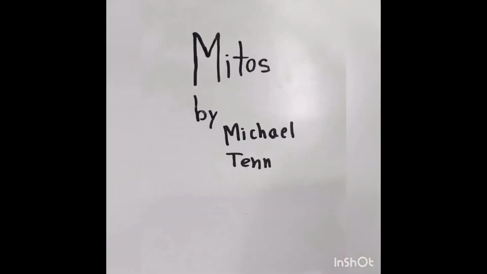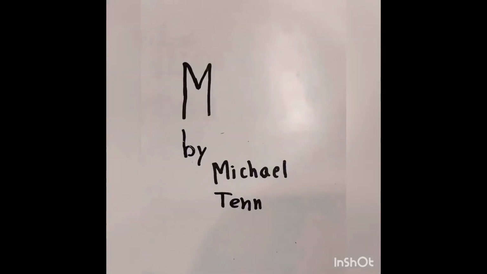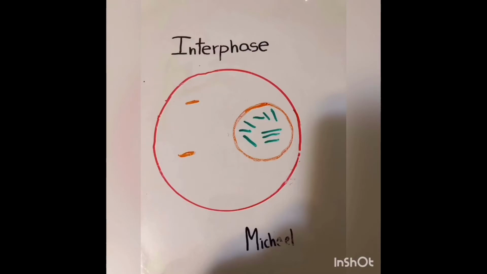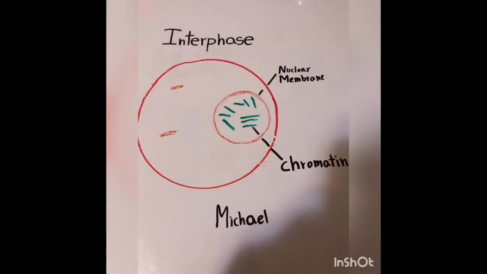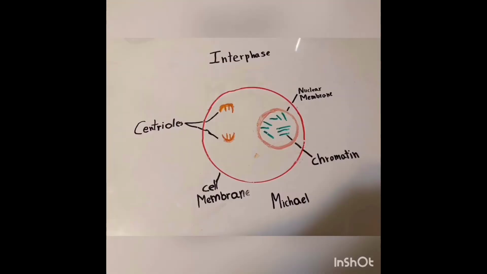During mitosis, one cell divides once to form two identical cells. There are 5 phases in mitosis. The first one is interphase. During interphase, outside of the nucleus, there are 2 centrosomes, each containing a pair of centrioles. These structures are critical for the process of cell division.